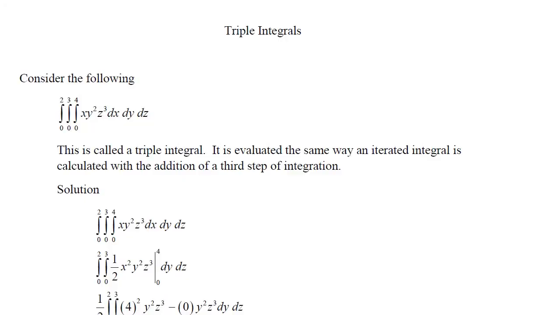Alright, so let's consider the following. This right here is a triple integral. I have the integral from 0 to 2, the integral from 0 to 3, the integral from 0 to 4 of x, y squared, z cubed, dx, dy, dz. This is called a triple integral, and it's evaluated the same way an iterated integral is calculated, with the addition of a third step of integration.